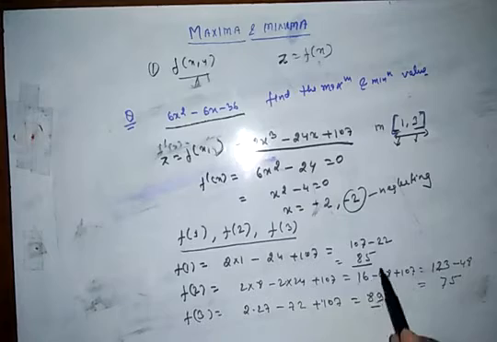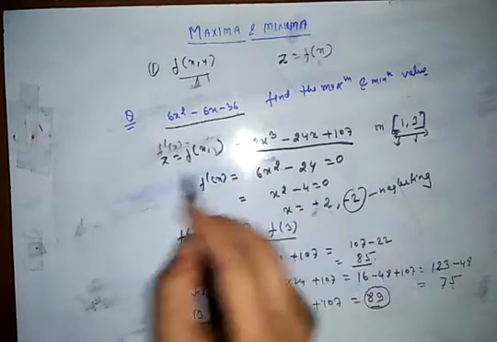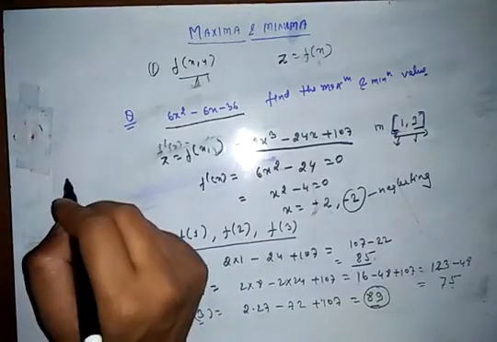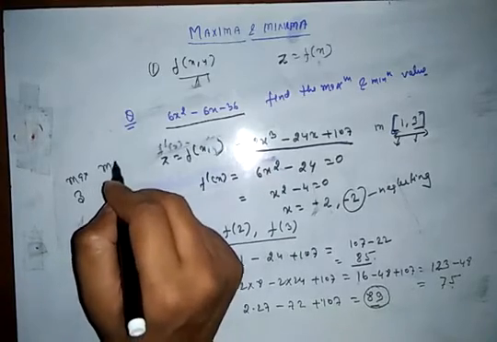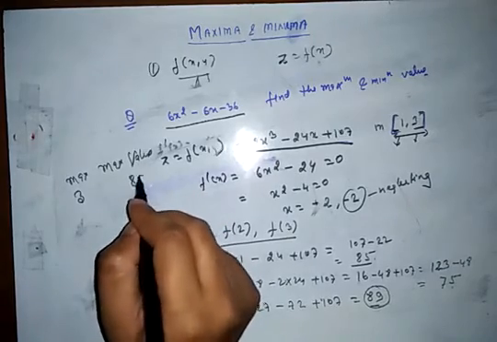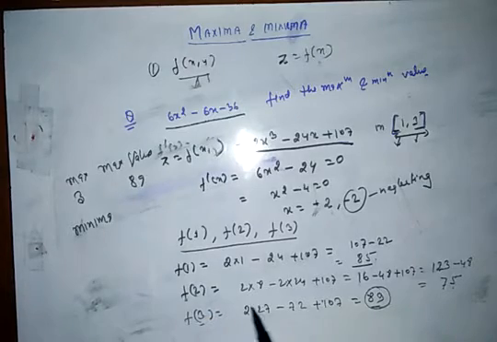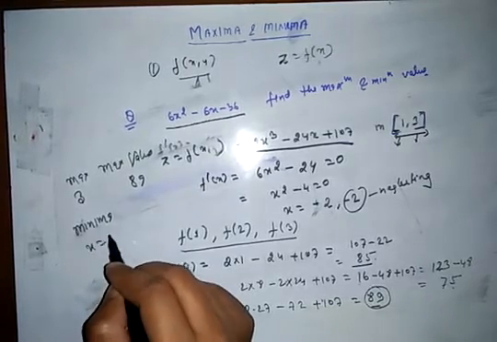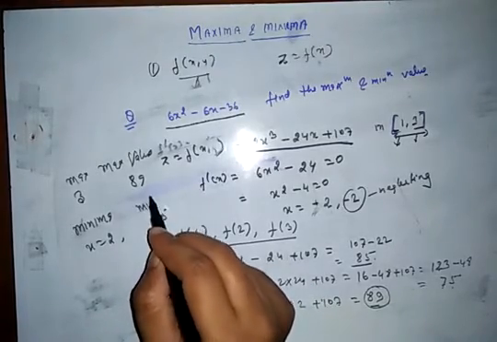So compare this: f of 1 is 85, f of 2 is 75 and f of 3 is 89. So this value is maximum. For this function, f of 3 is the maxima. The maxima occurs at 3, and the maximum value is 89. The minima is occurring at x equal to 2, and the value is 75. This is the minimum value.